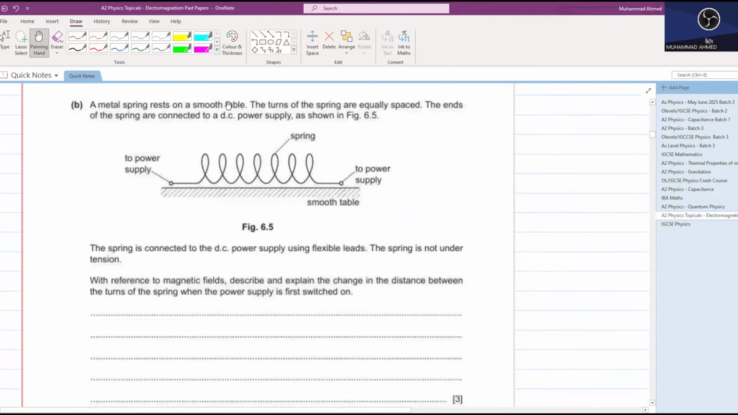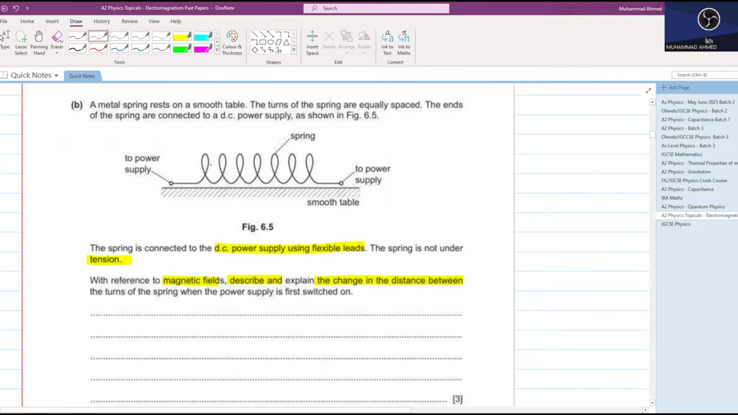Okay, let's further move ahead. A metal spring rests on a smooth table. The turns of a spring are equally spaced. The ends of the spring are connected to a DC power supply as shown in figure 6.1. The spring is connected to the DC power supply using flexible leads. The spring is not under tension. With reference to magnetic fields, describe and explain the change in the distance between the turns of the coils of the spring when the power supply is switched on.